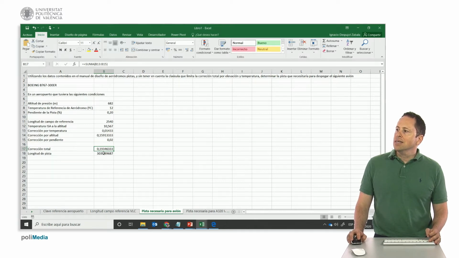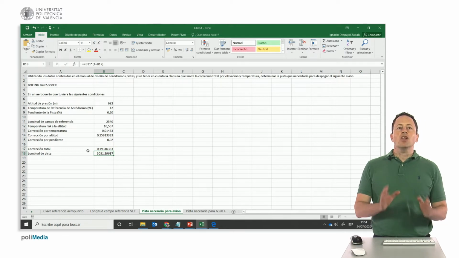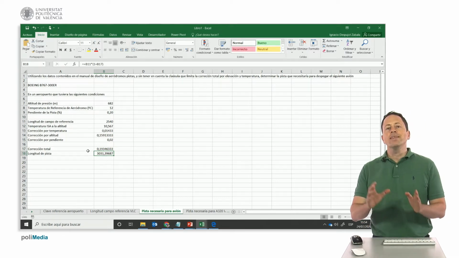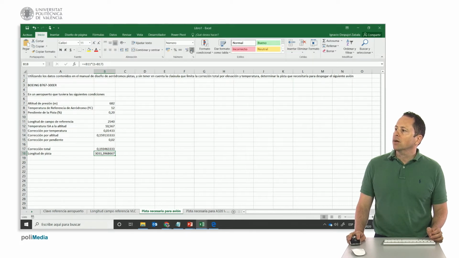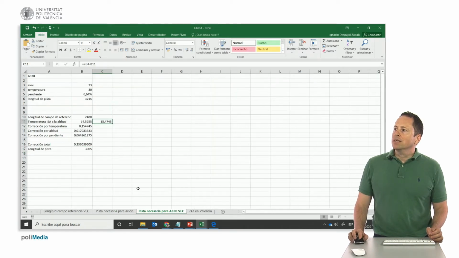Well, let's join the total correction. It is to add these three, and in this case, as we have the length of the reference field, and we want to know the length of the runway under real conditions, what we do is multiply by 1 plus the corrections, resulting in more or less 3,000. We are going to remove the decimals. I was wrong. It is 3,031 meters. We are going to see the same thing for an A320.